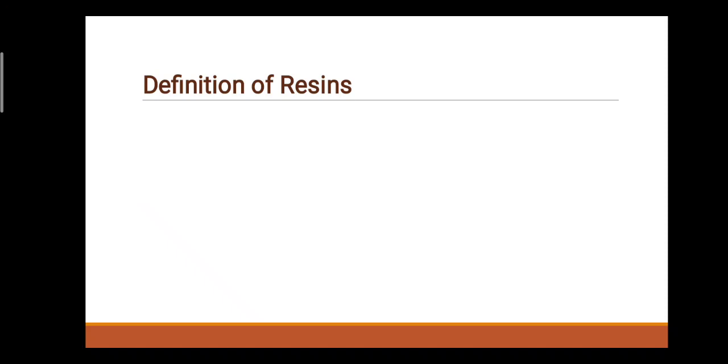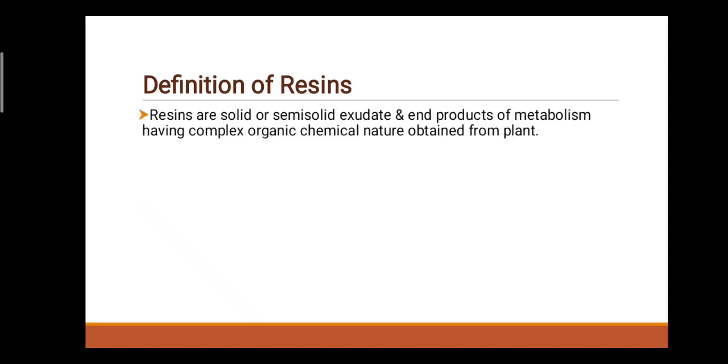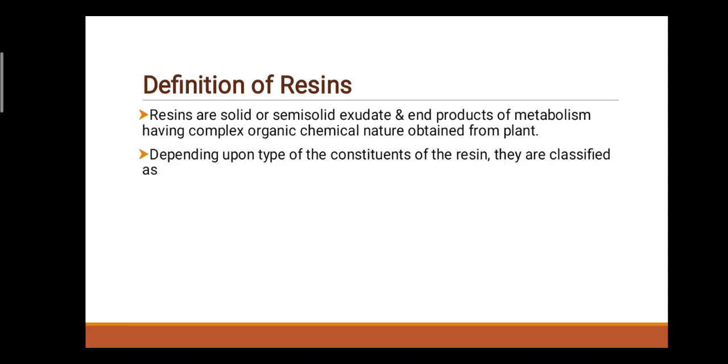Next point, definition of resins. Resins are solid or semi-solid exudate and end products of metabolism having complex organic chemical nature obtained from plants. Depending upon the type of constituents of the resin, they are classified as first acid resins, second ester resins, third resin alcohols.